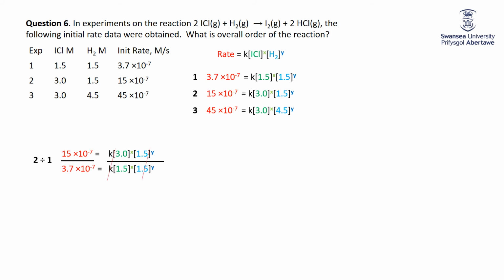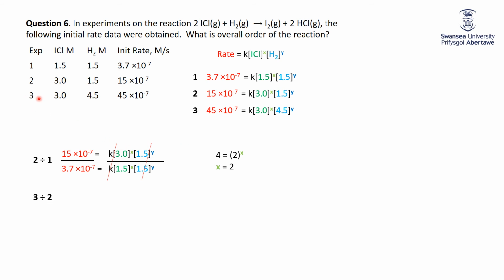Throw everything in, that's what I get. Cancel out the K's, which cancel out the 1.5 to the Y's. Left hand side of this becomes 4. Right hand side, 3 over 1.5 is 2 raised to the power of X. So what do I have to do to 2 to get it to 4? X must be 2. So every time I see an X, I now know it's a 2.